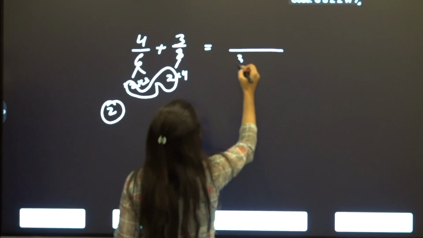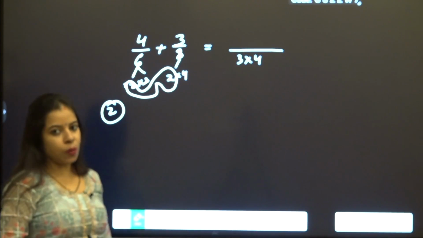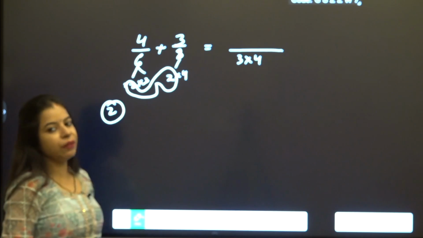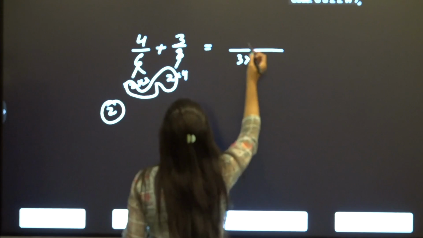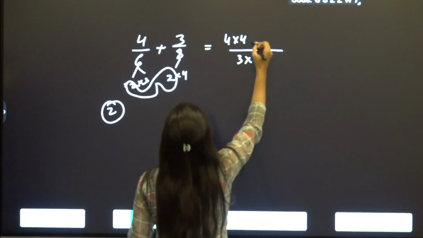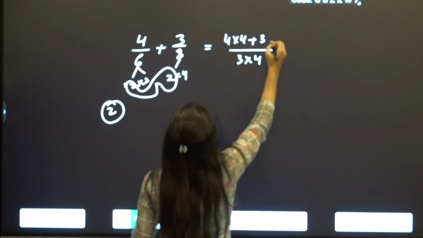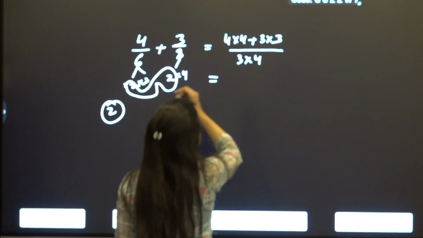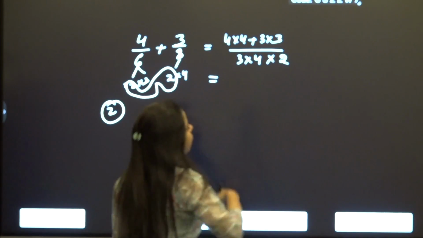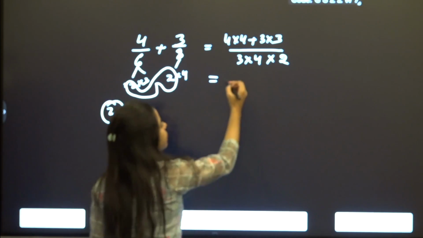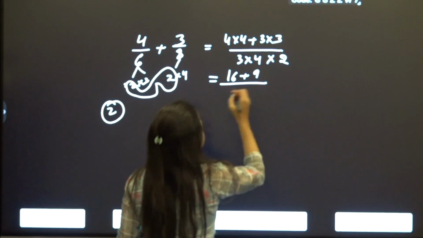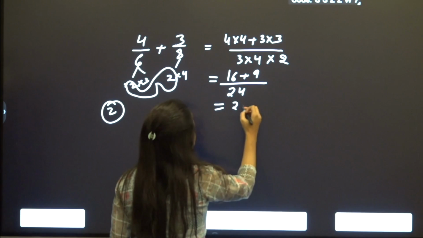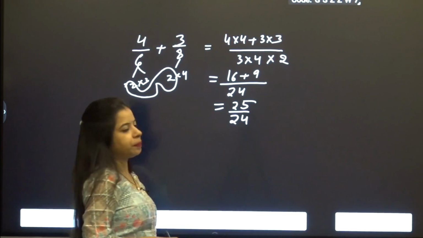3 and 4. So, 3 into 4 is 12 and we are going to cross multiply and then we are going to add. That is 4 into 4 plus 3 into 3. And later on we are going to multiply the common part also in the denominator. So, this will become 16 plus 9 upon 12 into 2, which is 24. So, the answer is 25 by 24.